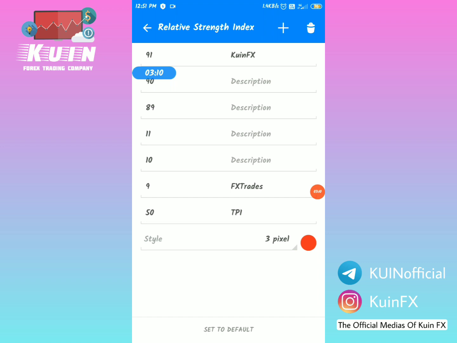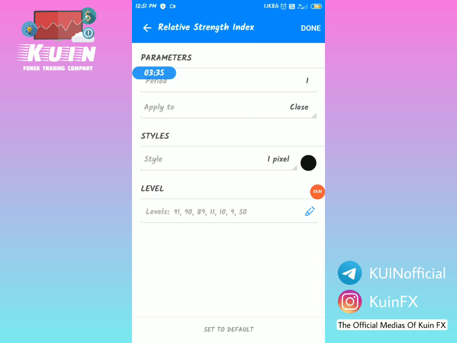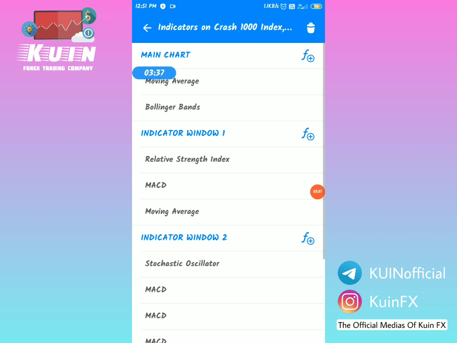Levels: 91, 90, 89, 11, 10, 9, 50. At 91 we set our channel name, and 9 is FX trades, forex trades. 50 is your TP1, style 3 pixel red. Then done.